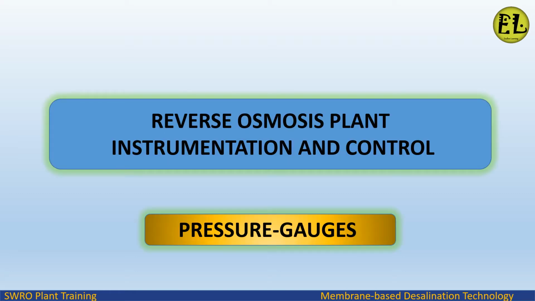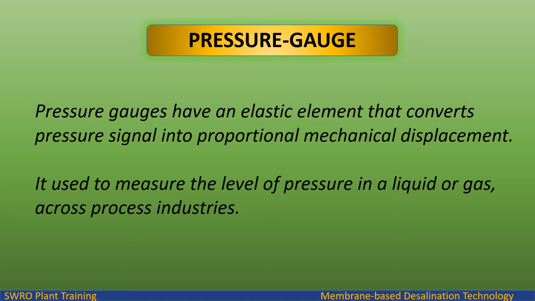In this video, we will study pressure gauges in a reverse osmosis plant. Pressure gauges have an elastic element that converts a pressure signal into proportional mechanical displacement. It is used to measure the level of pressure in a liquid or gas across process industries.